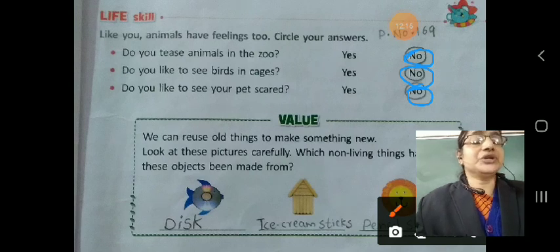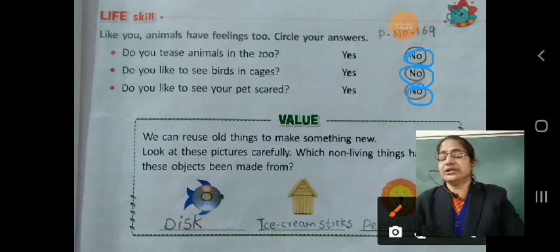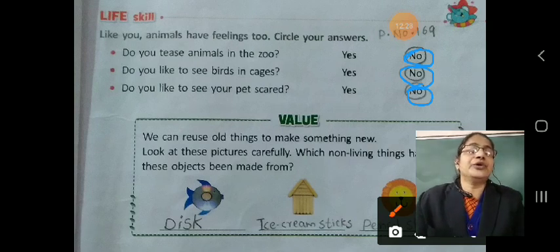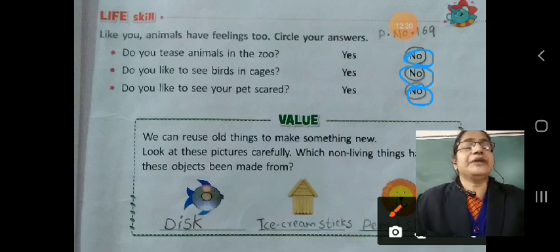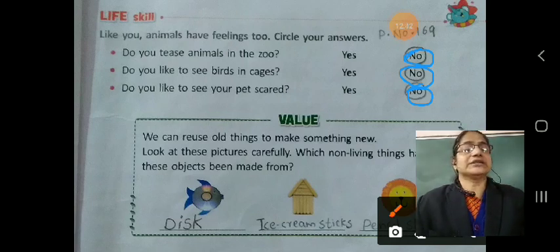Okay. Learn the question answers. Circle the correct answer also. These two exercises you have to learn. Circle the correct answer and answer the question also. Now you have lots of time to study, read the lesson, learn and write the exercise in a rough notebook. Okay, then only you will learn the exercise.